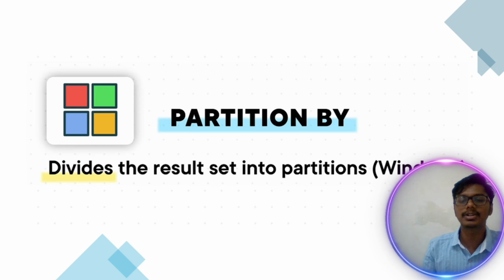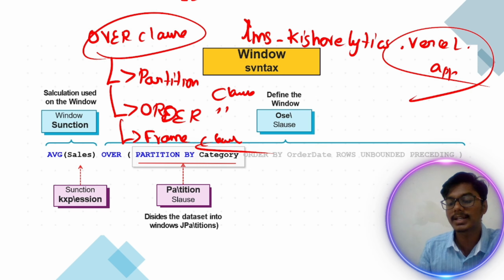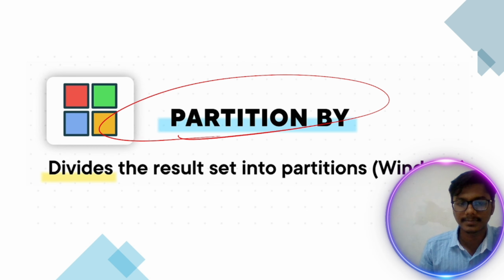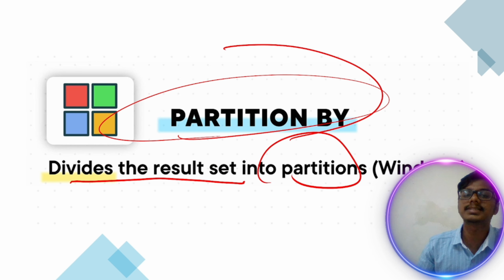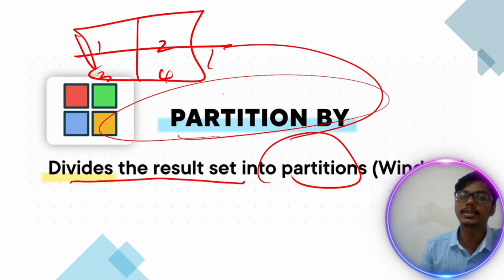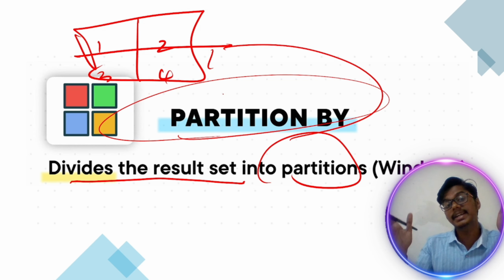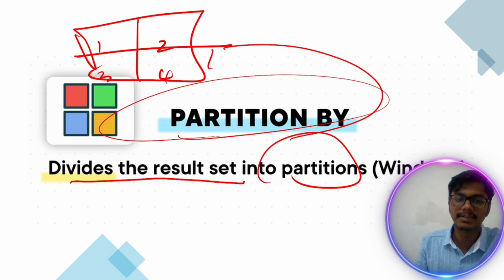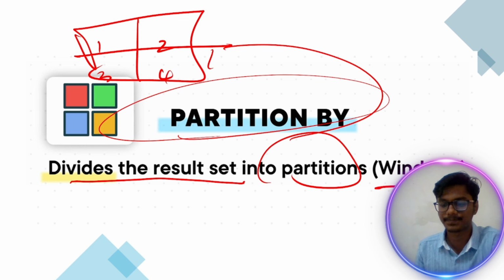So now let's dive into the OVER clause. Let's dive into the partition clause. So what is meant by PARTITION BY? It divides the result set into partitions. Partition is nothing but we are going to divide it. This is one part, this is the second part, this is the third part, this is the fourth part. We are going to divide the entire data set into separate, small parts. That's all about PARTITION BY. It divides the result set into the partitions.